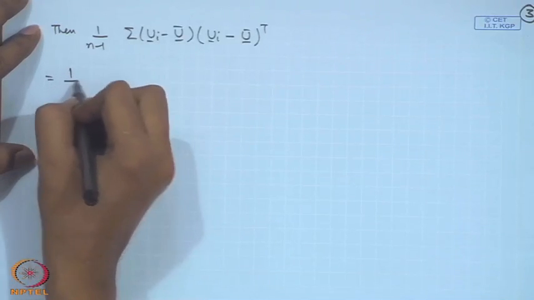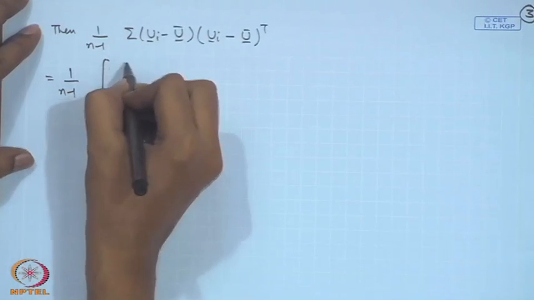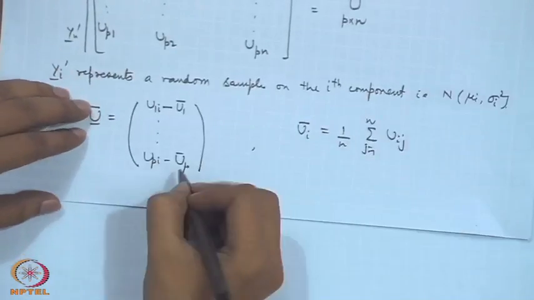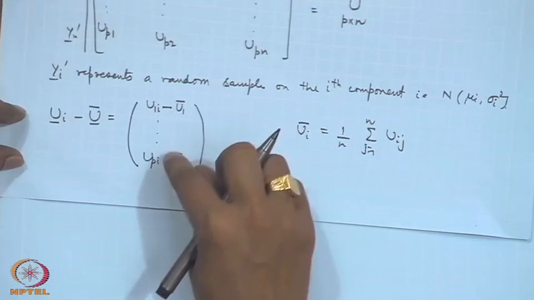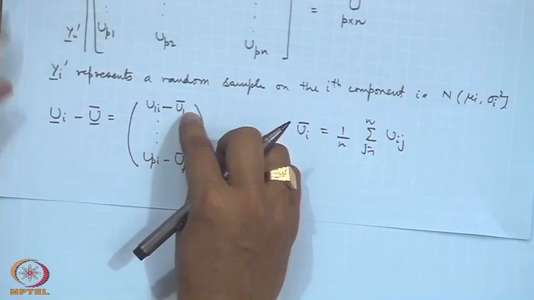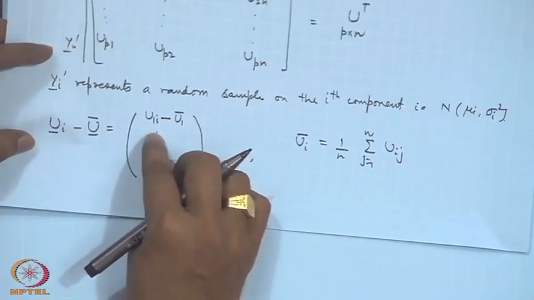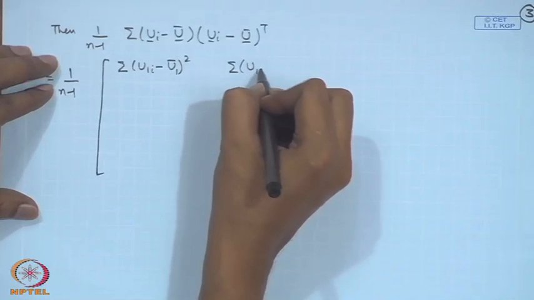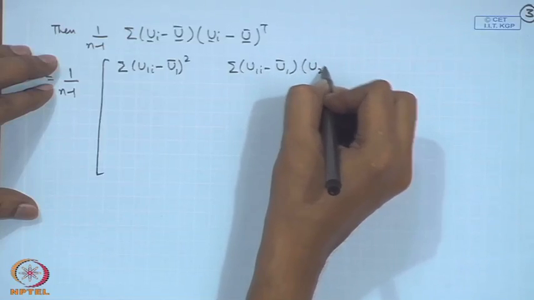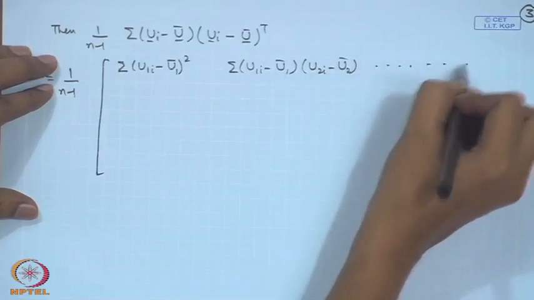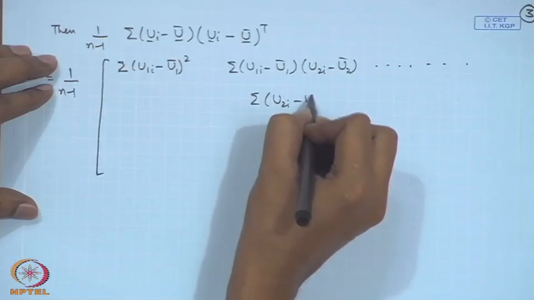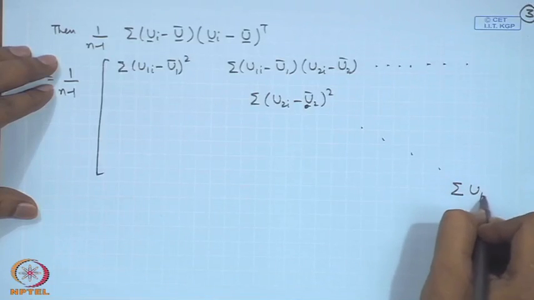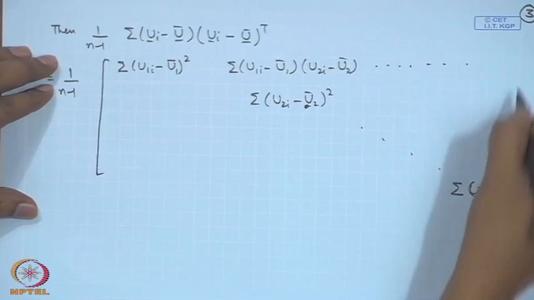This will represent 1 by n minus 1 times a matrix. If I am considering this multiplied by the transpose of this, then the first term will become sigma (U1i minus U1 bar) square. Similarly, in the second diagonal it will become sigma (U2i minus U2 bar) square, and in the off diagonal it will become sigma (U1i minus U1 bar) into (U2i minus U2 bar), etcetera, and so on up to sigma (Upi minus Up bar) square.